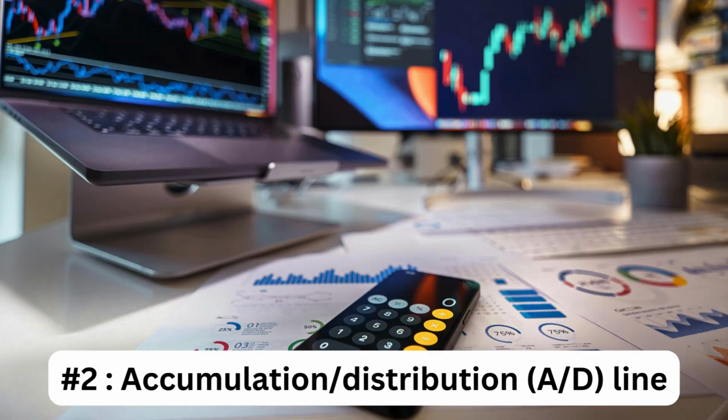Number 2. Accumulation/distribution, A/D, line. One of the most commonly used indicators to determine the money flow in and out of a security is the accumulation/distribution line. Similar to OBV, this indicator also accounts for the trading range for the period and where the close is in relation to that range in addition to the closing price of the security for the period.